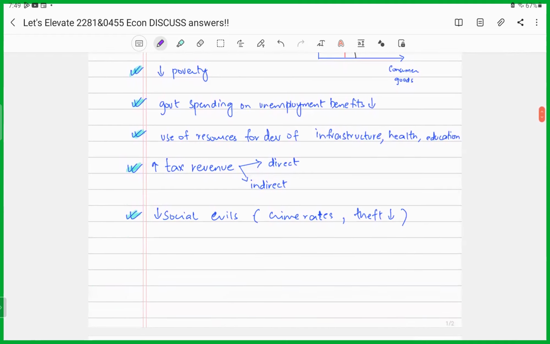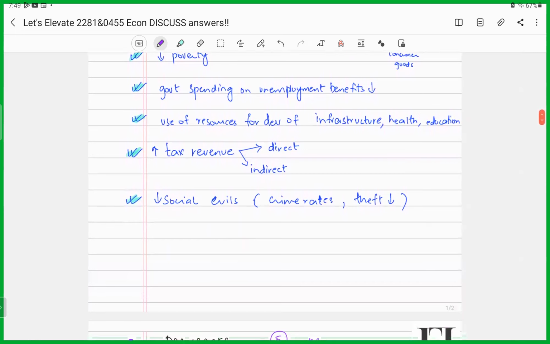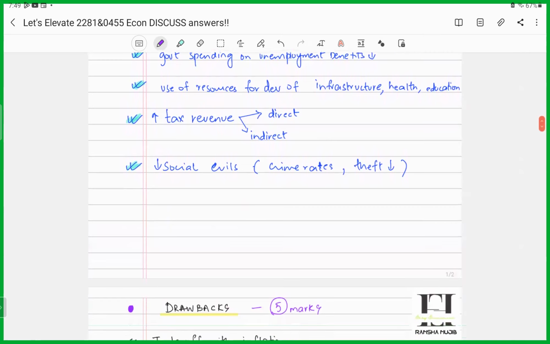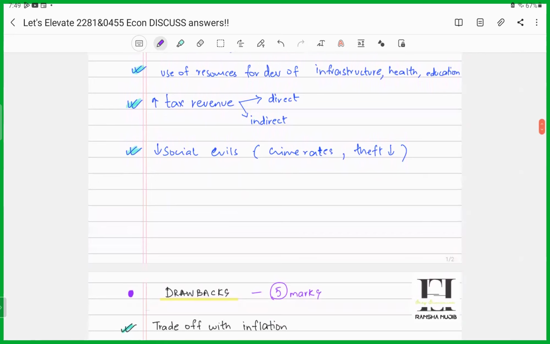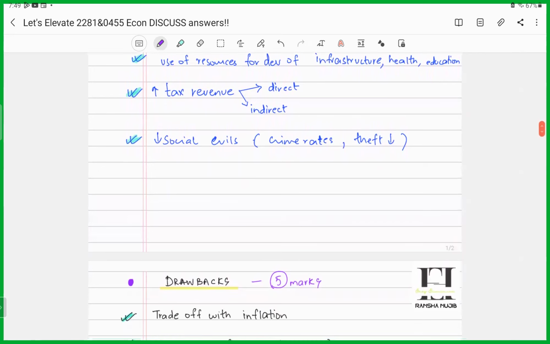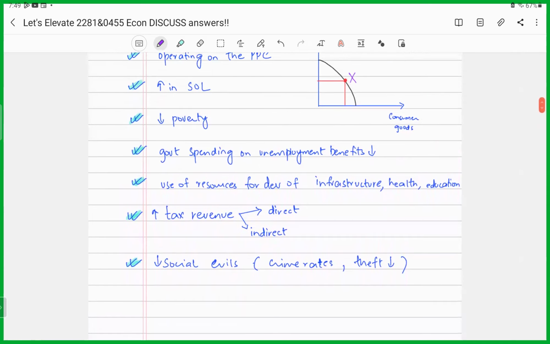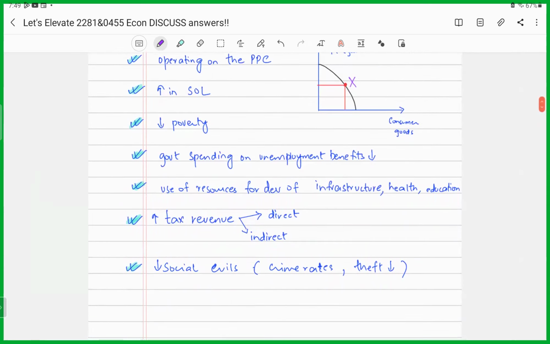People are going to be employed. There would be minimum level of unemployment, and the country would be producing at its potential. People are going to be better off. This means that they would be enjoying higher standard of living. Higher incomes would mean the poverty level will reduce.